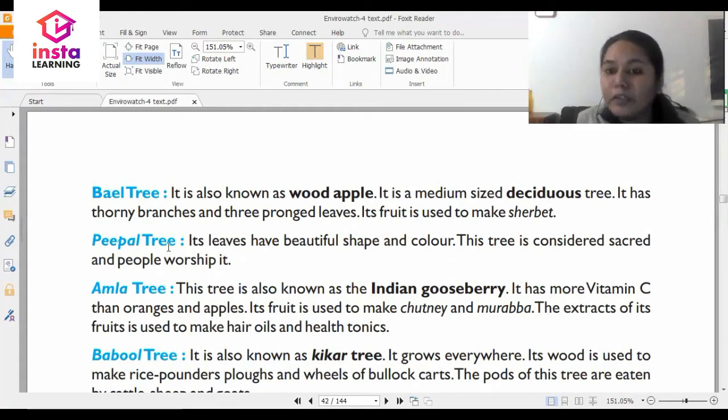Then you have the peepal tree. Its leaves have a beautiful shape and color. This tree is considered sacred and people worship it. You will see that in your neighborhood there's a peepal tree. Many people will light a diya near that tree, or probably put some flowers there. So this tree has a religious value in the Hindu culture. Then you have the amla tree, also known as the Indian gooseberry.